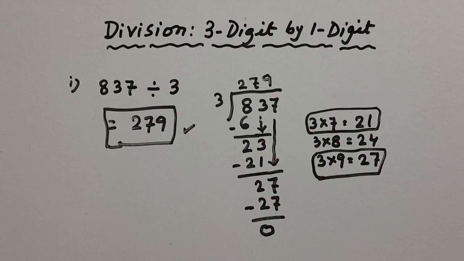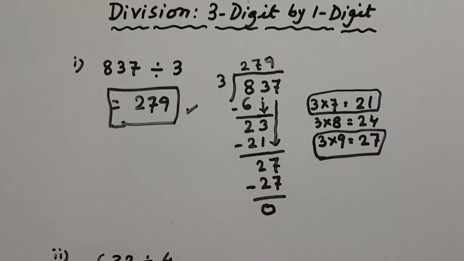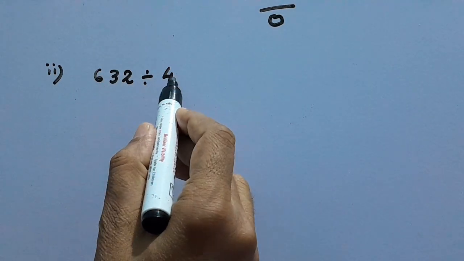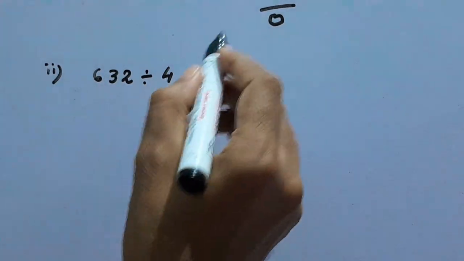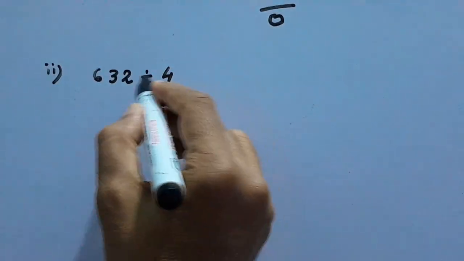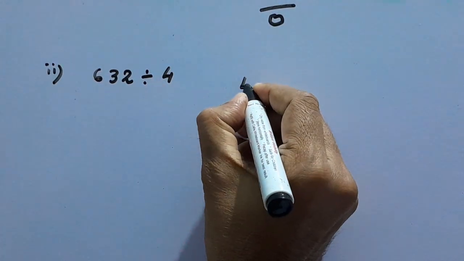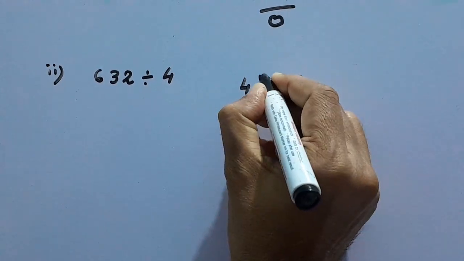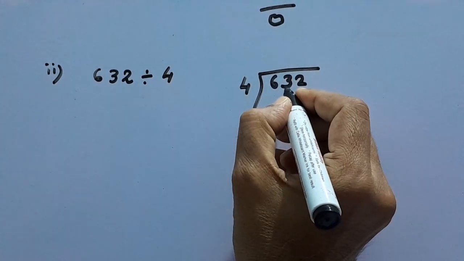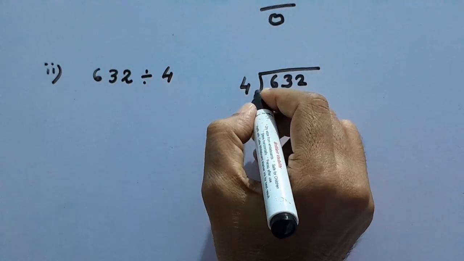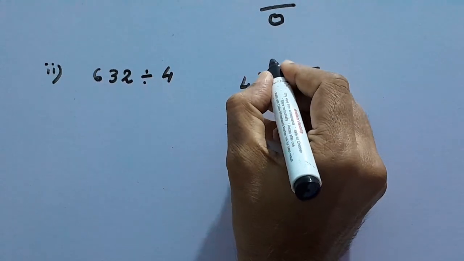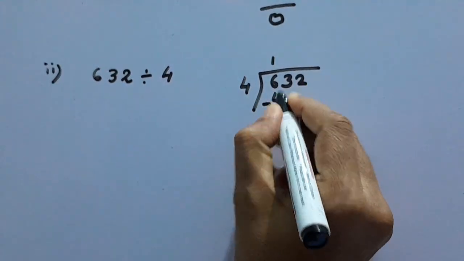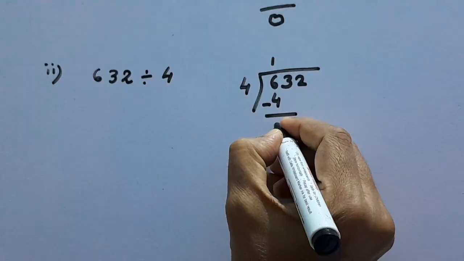Now let us do one more division. The second problem is 632 divided by 4. So in the same way, we'll divide this. So 632 divided by 4. Now 4 ones are 4. If we deduct this, we'll get 2.